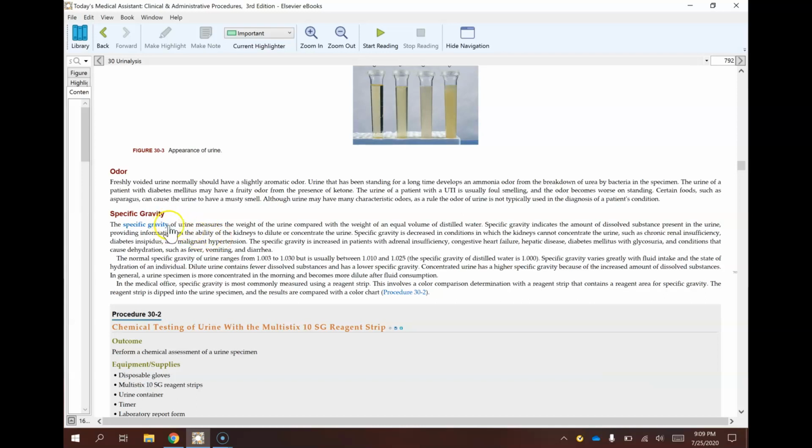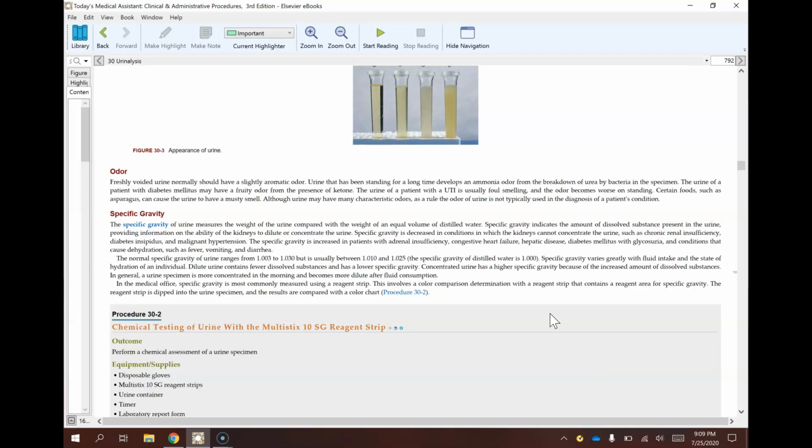So the last thing that you as an MA look at is specific gravity. The specific gravity measures the weight of the urine compared with the weight of an equal volume of distilled water. Remember, that's one of your terms for the week. Your specific gravity gives you information having to do with the amount of dissolved substances in the urine, and really talks about how the kidneys are working.